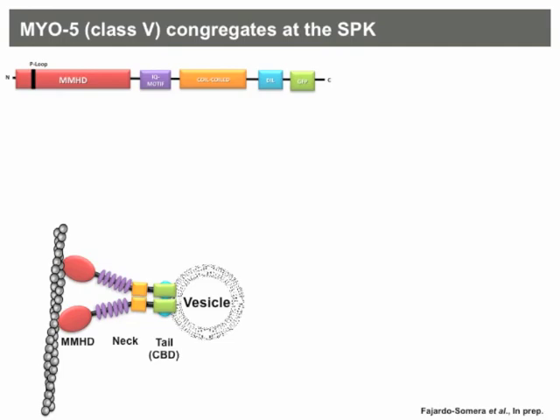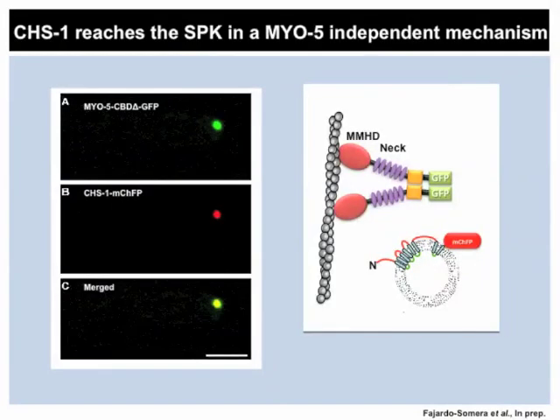When we express chitin synthase 1 in this sort of mutant strain, this strain with no cargo-binding domain, because it was a knock-in strain, so there is no other myosin 5 in the cell, we saw that chitin synthase 1 could reach the tip, nevertheless. So at least chitin synthase 1 doesn't depend on this Myo5 for transport to the tip.